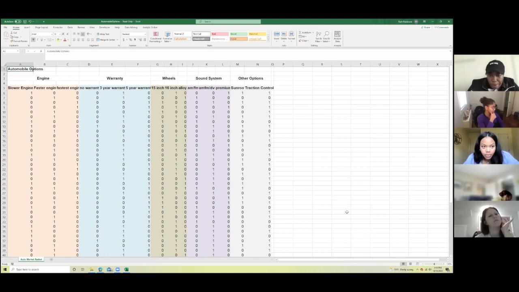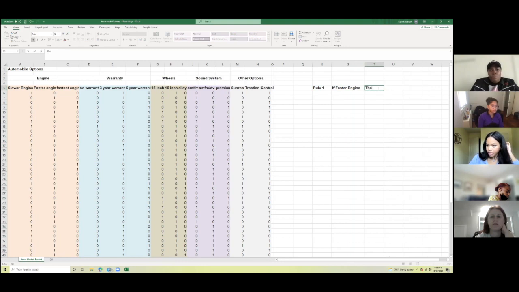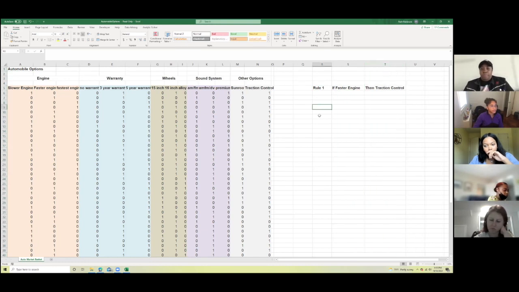Options provides data on options ordered together for a particular model of automobile. Consider the following rules. Rule 1: if faster engine, then traction control. All right, so that's the first one. And then I'm going to put rule 2 further down.